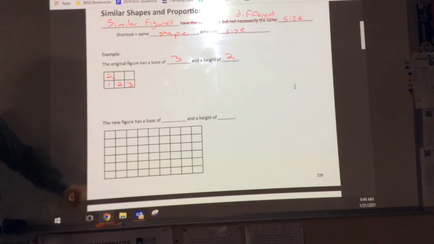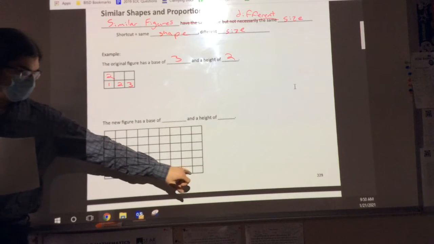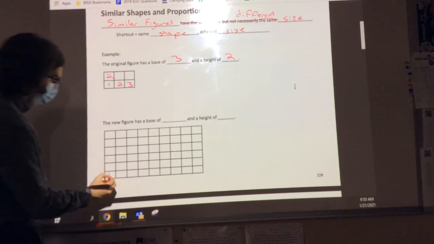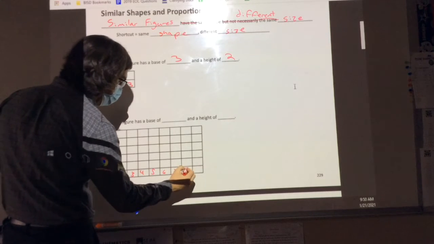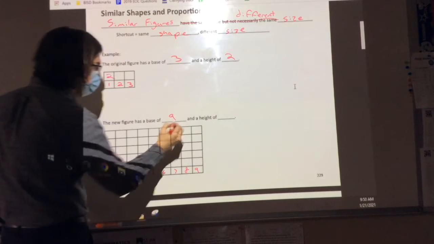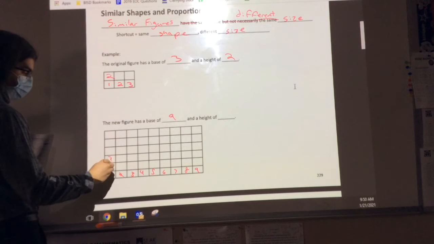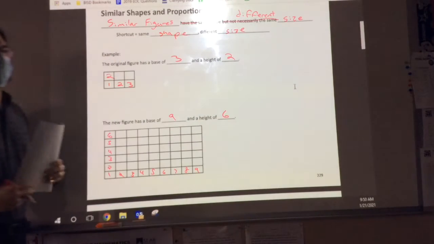Now, we've got a much larger one down here. What is the base of this figure down here? 9. Jackson, what'd you get? 9. 1, 2, 3, 4, 5, 6, 7, 8, 9. I agree. And what is the height of this figure? Emily, what do you think? 6. Well done.